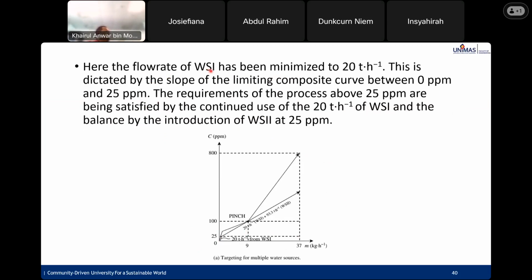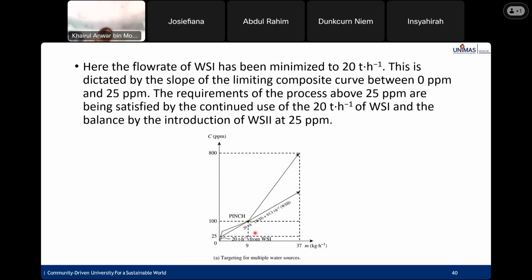Here, the flow rate of WS1 has been minimized to 20 ton per hour. This is dictated by the slope of the limiting composite curve between 0 ppm and 25 ppm. So for 0 to 25, we have 20 ton per hour in the water supply line.